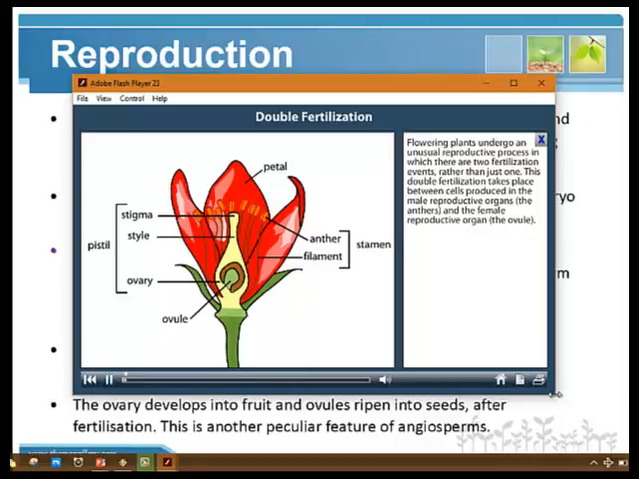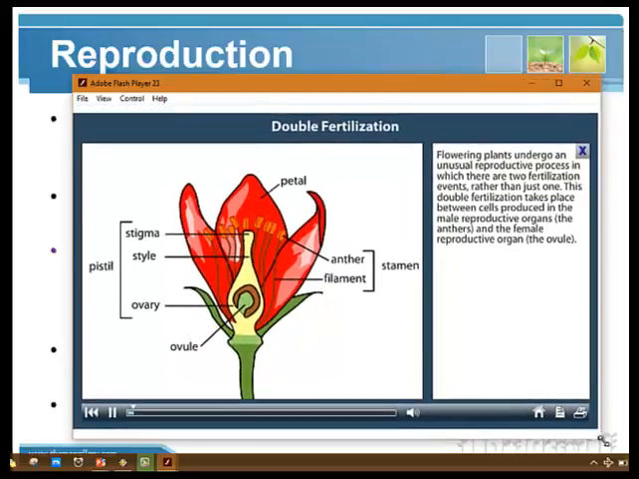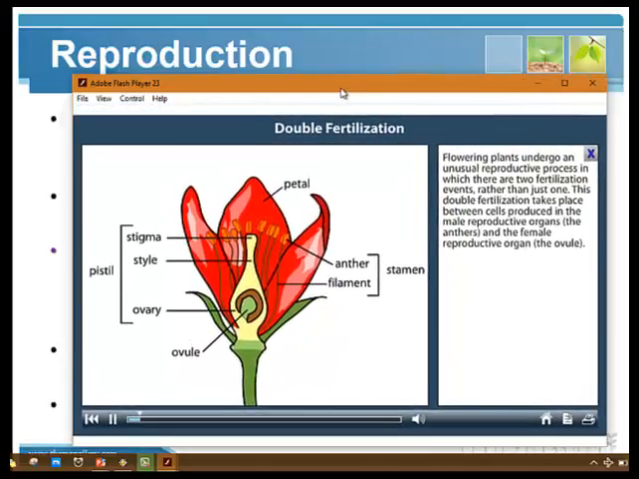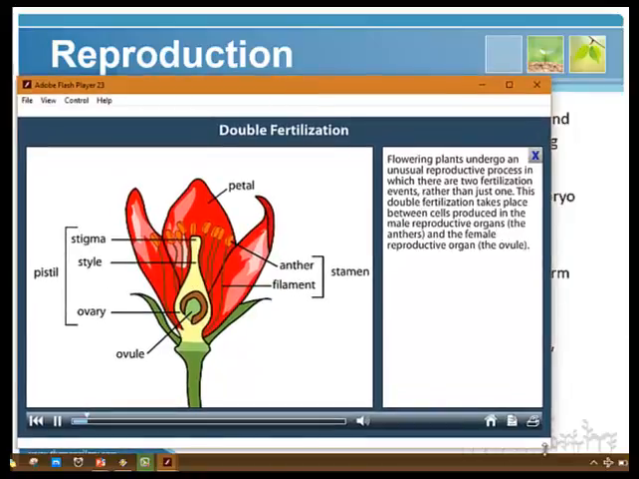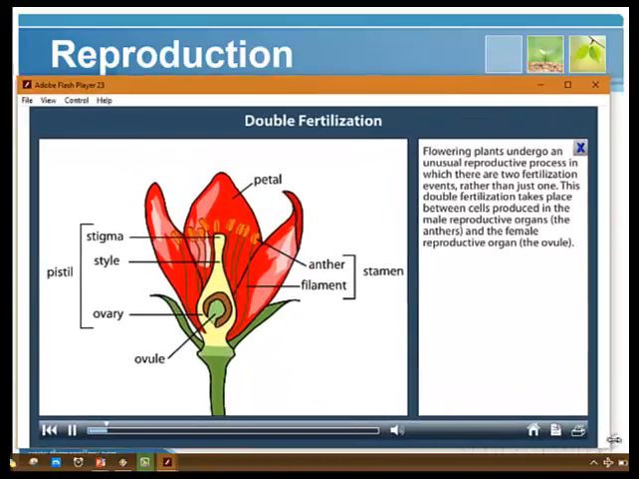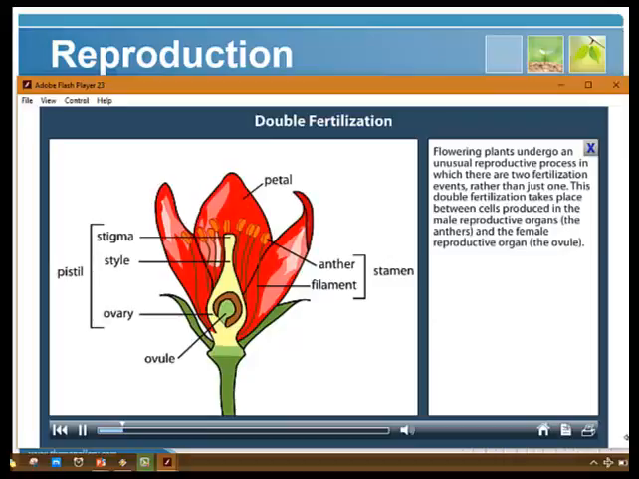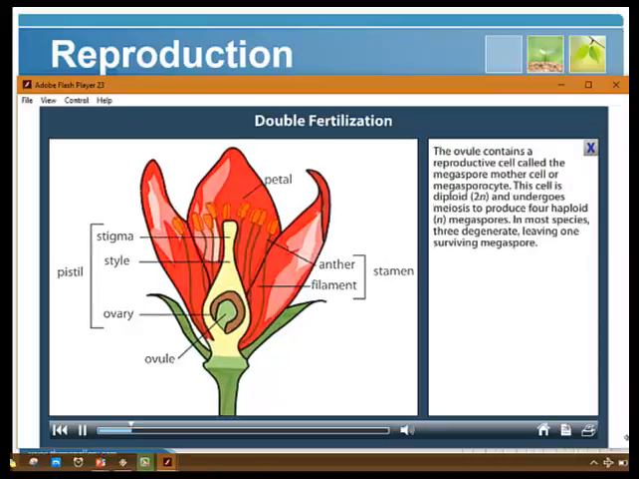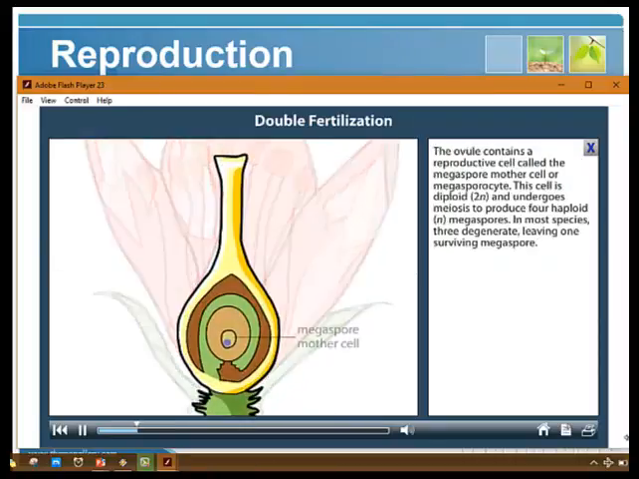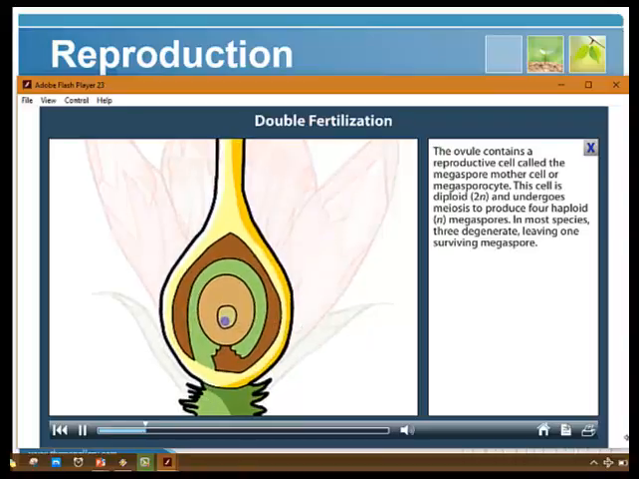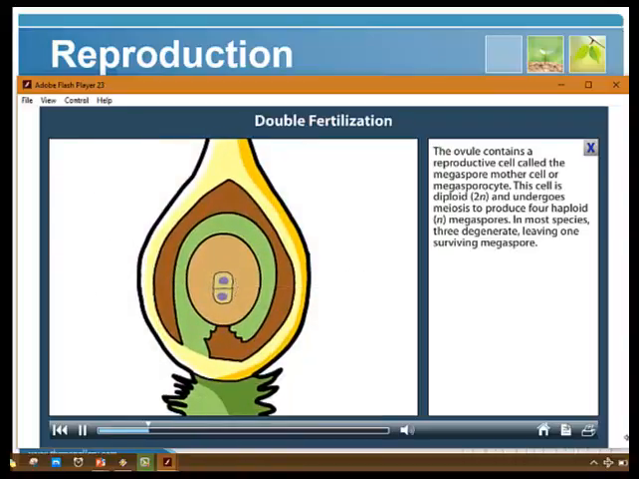Flowering plants undergo an unusual reproductive process in which there are two fertilization events rather than just one. This double fertilization takes place between cells produced in the male reproductive organs, the anthers, and the female reproductive organ, the ovule. The ovule contains a reproductive cell called the megaspore mother cell, or megasporocyte. This cell is diploid and undergoes meiosis to produce 4 haploid megaspores. In most species, 3 degenerate, leaving 1 surviving megaspore.